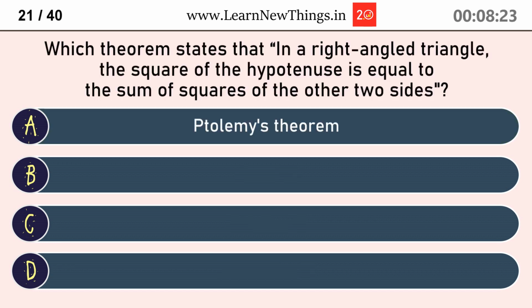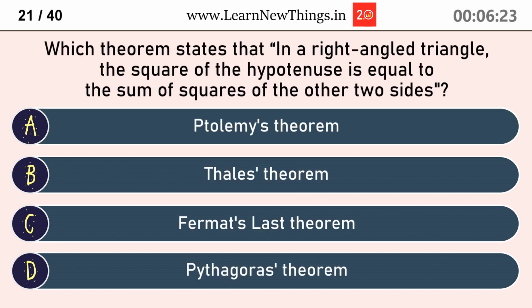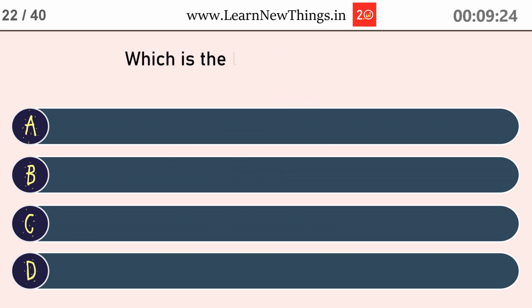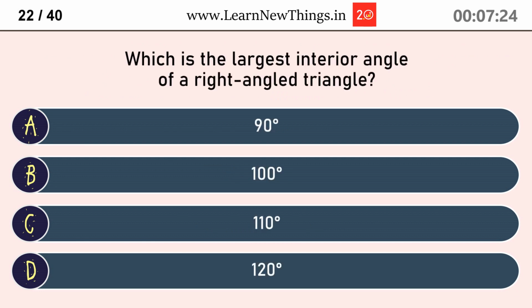Which theorem states that in a right-angled triangle, the square of the hypotenuse is equal to the sum of squares of the other two sides? Pythagoras theorem. Which is the largest interior angle of a right-angled triangle? 90 degrees.